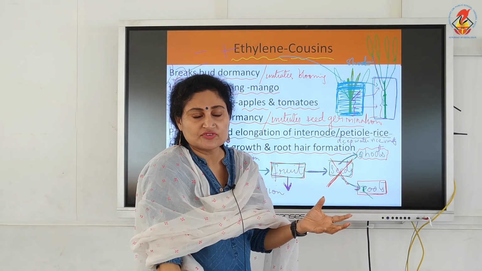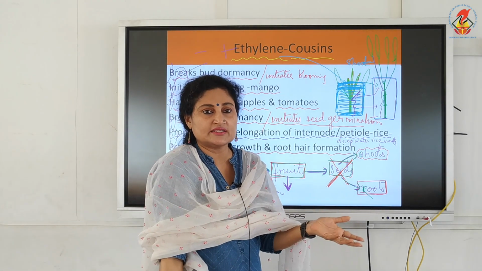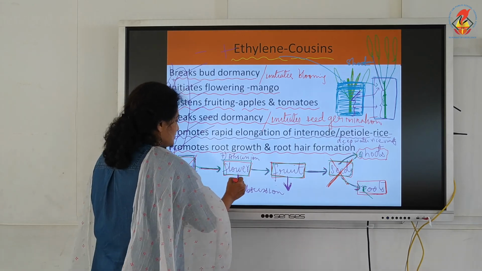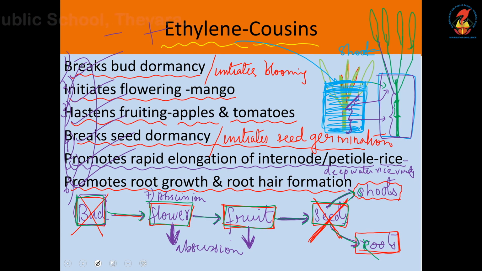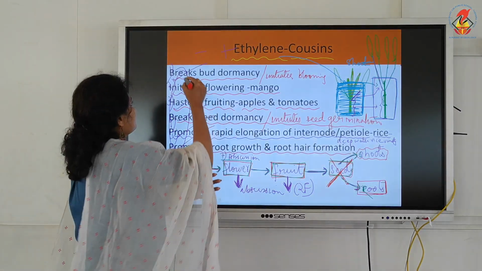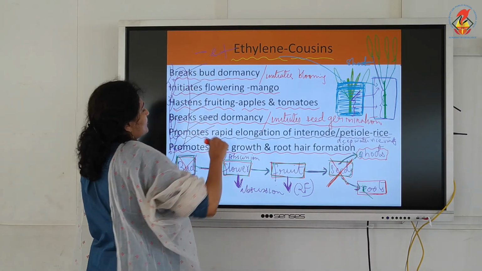Then why is there this confusion or dispute? Ethylene is also an inhibitor. This is the reason. It promotes, and it also plays an important role in abscission of flowers and abscission of fruits. And remember the 2 F's here: flowers and fruits, it brings about abscission. So in that context, it is both negative as well as having a positive role.